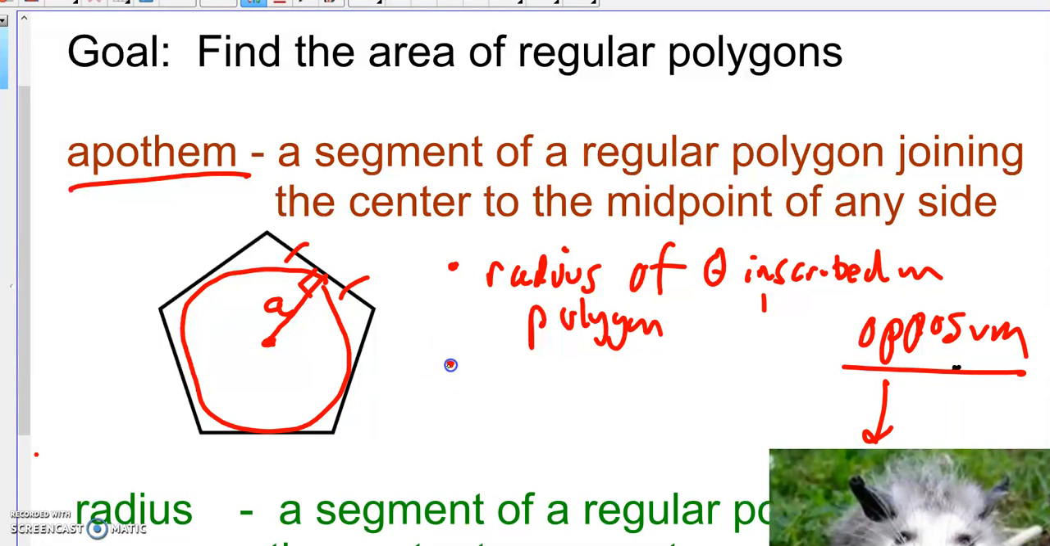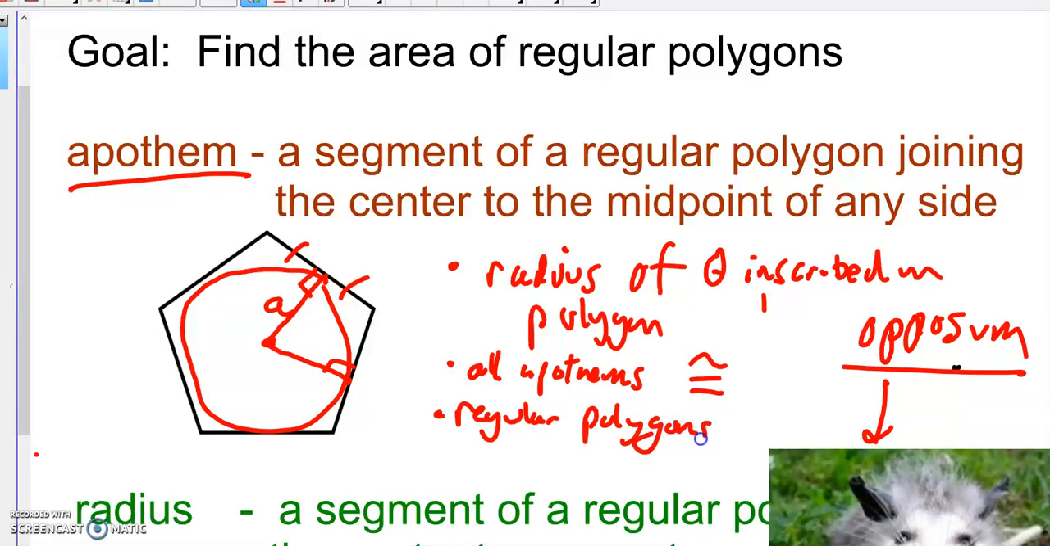The second thing is that all apothems are therefore congruent because they are all radii of the same circle. Third thing, this only works for regular polygons. So if you see the word apothem, you should automatically know the shape you are talking about is a regular polygon. And not only is the apothem perpendicular to the side, but since it is from the center to the midpoint, it is the perpendicular bisector of any side. Okay, so that's an apothem.